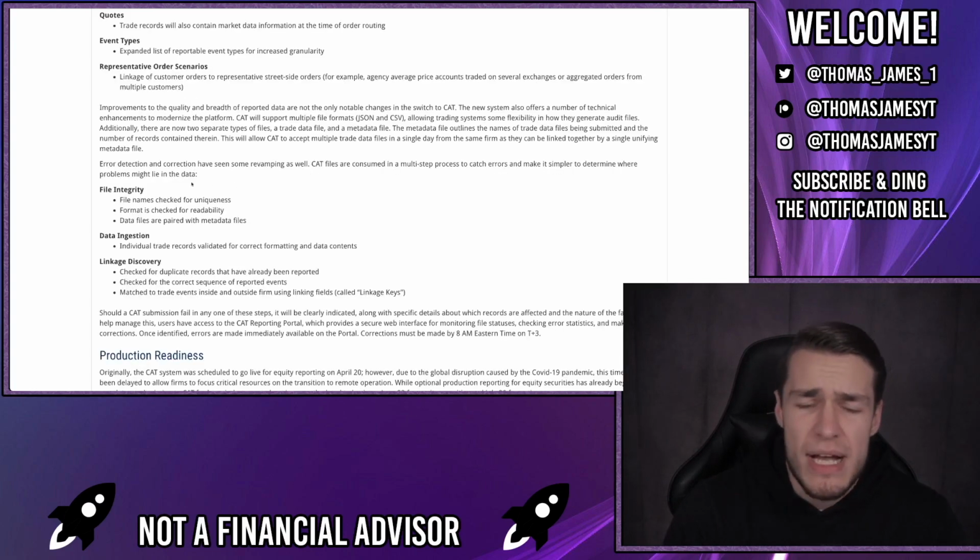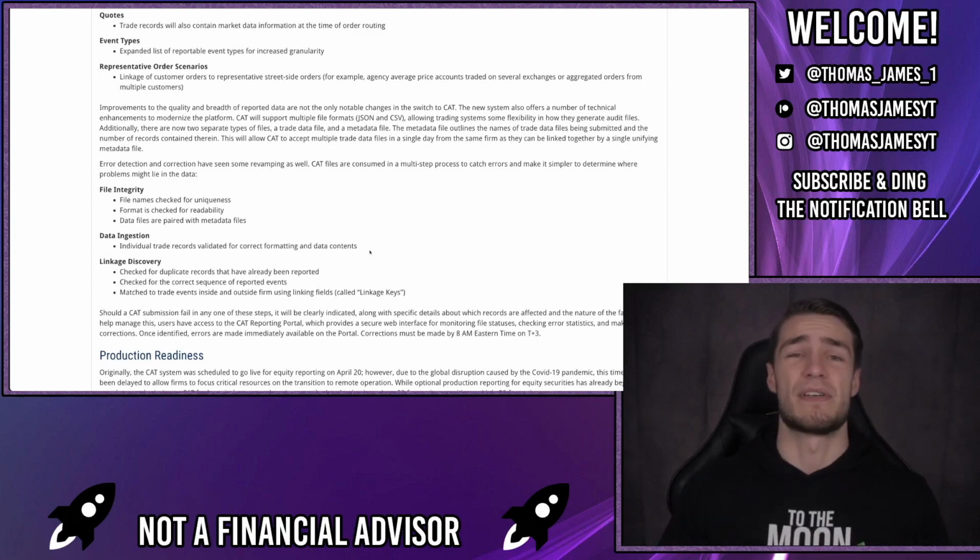The CAT system also has several big data and automated implementations as well, such as file integrity. It checks the file names for uniqueness, checks the format for readability, and also data files are paired with metadata files. It also looks at the data ingestion. Individual trade records are validated for correct formatting and data contents. This is obviously going to make it way easier to map data from multiple different sources all into the same database and filter through it efficiently.